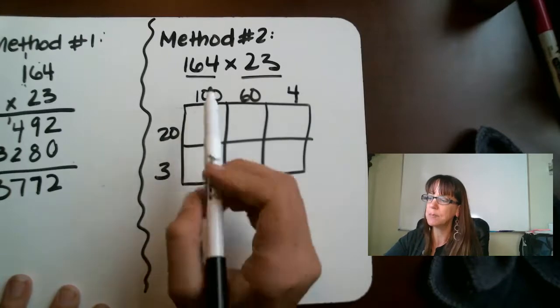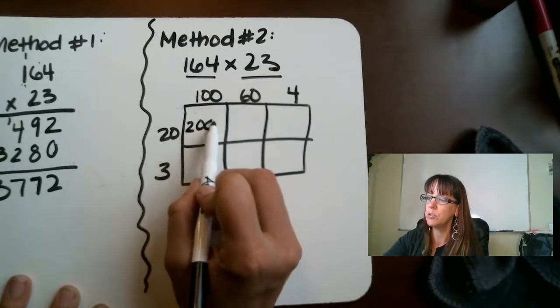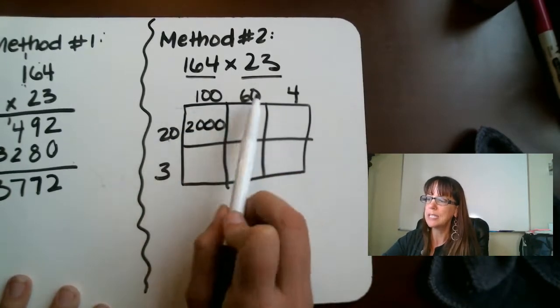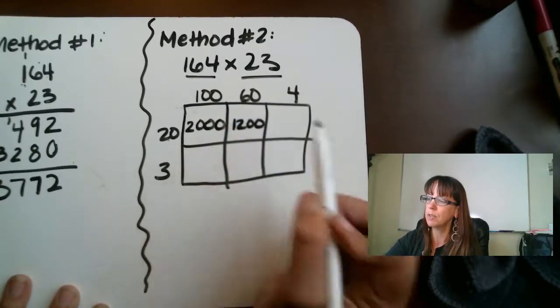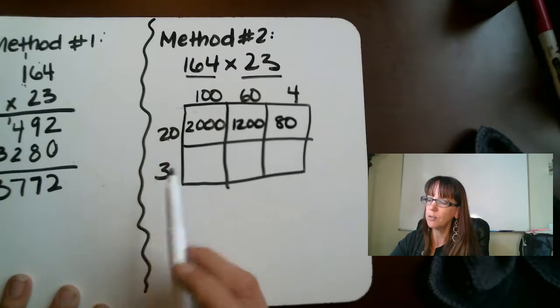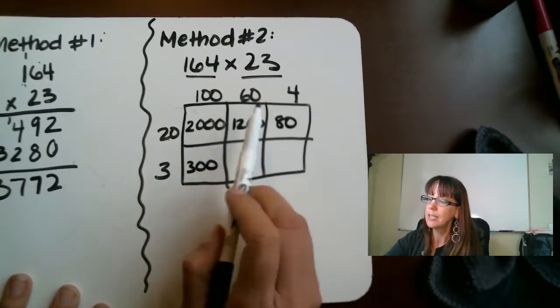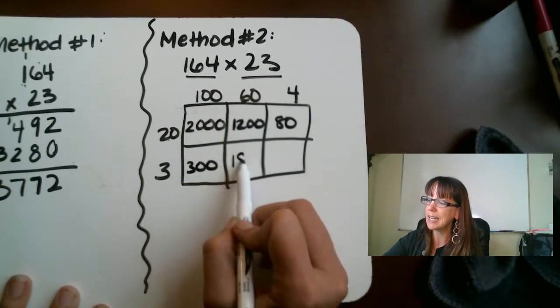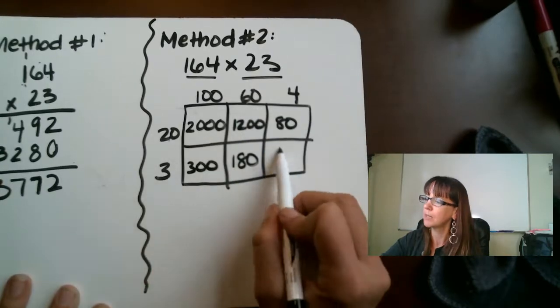So 20 times 100 is 2 with 1, 2, 3 zeros. 20 times 60 is 12 with 2 zeros. 4 times 2 is 8 with 1 zero. 100 times 3 is 300. 6 times 3 is 18 with a 0, and 4 times 3 is 12.